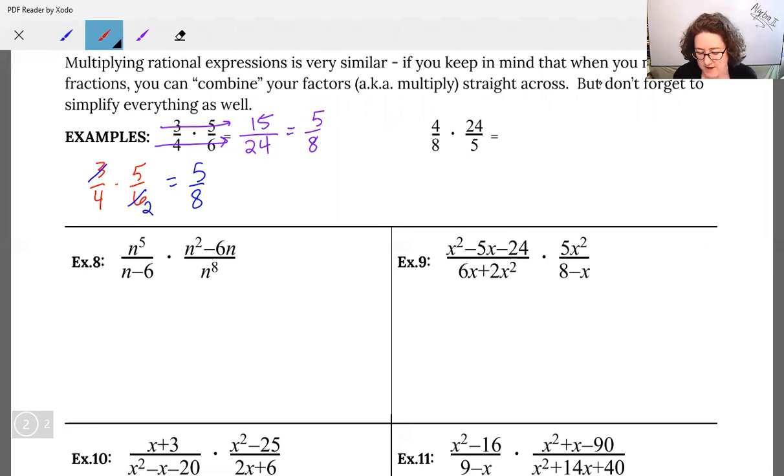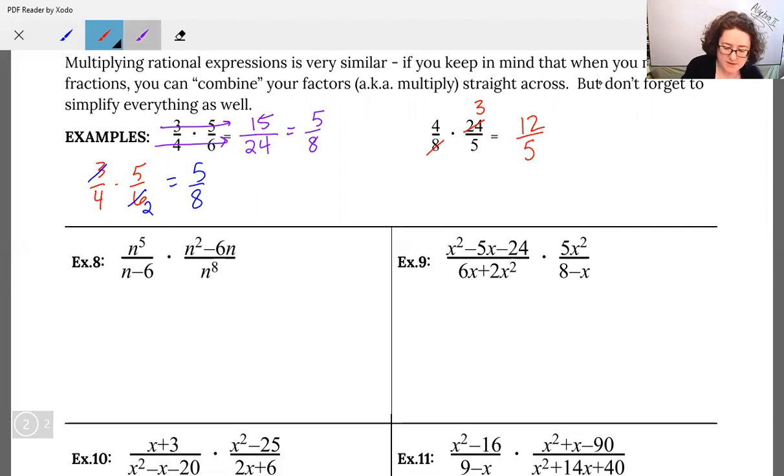Okay, 4/8 times 24/5. Again, any common factors? Well, yeah, 8 and 24. Well, 24 divided by 8 gives me a 3. So then I can go straight across, 12/5. Much quicker when I take out my GCF or take out my common factors first.